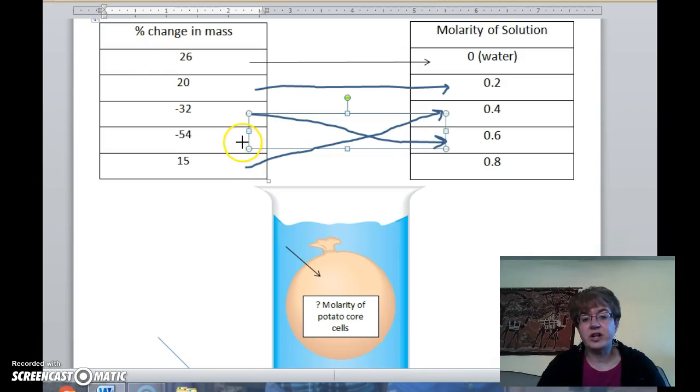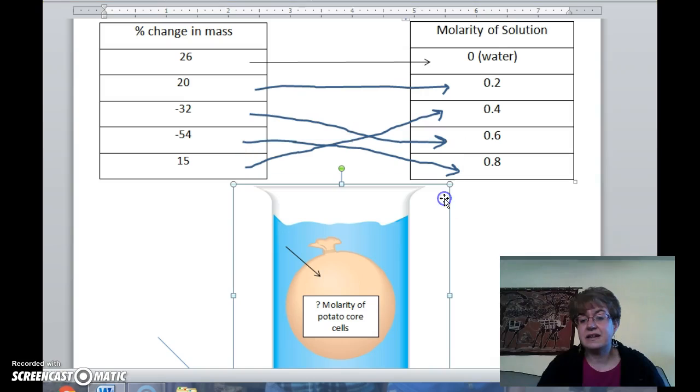Now by default, I know that my negative 54% change in mass needs to go to the 0.8 molarity, and that's because inside the cell there was a lot less solute concentration than outside in my 0.8 molarity sucrose solution.